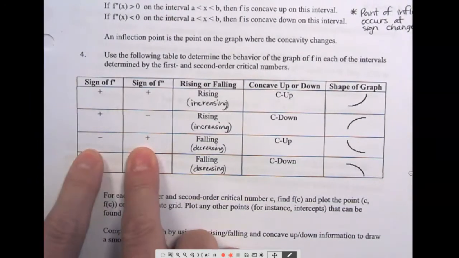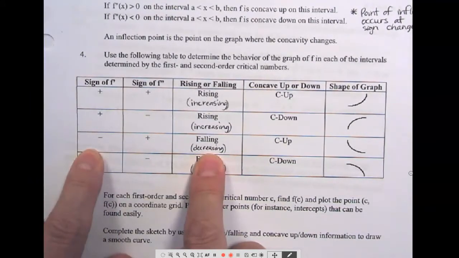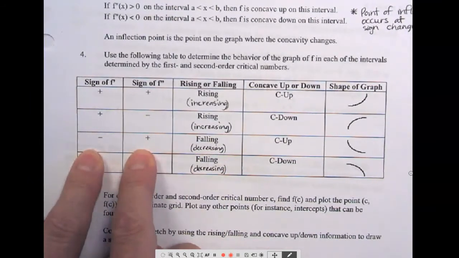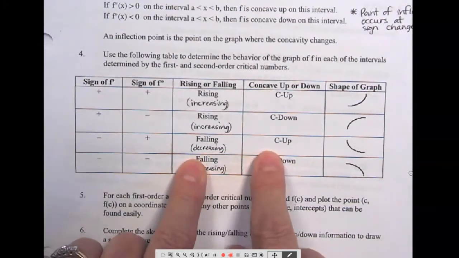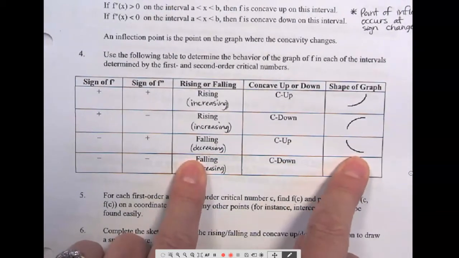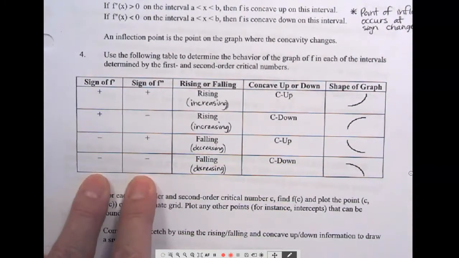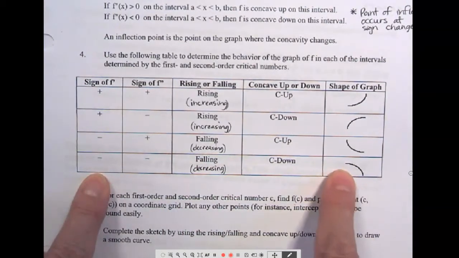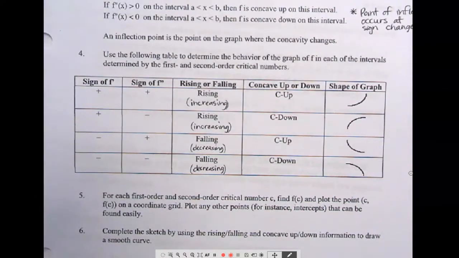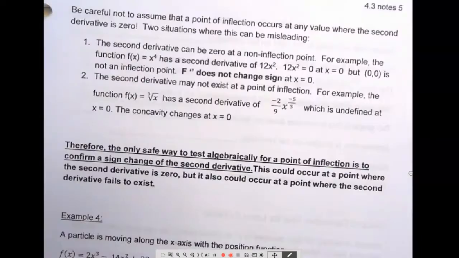Okay, what if first derivative is negative? That means decreasing. But second derivative is positive. That means concave up. You can be decreasing and concave up if that is what your graph looks like. And then if both are negative, it means you are decreasing and concave down, and that is what the graph would look like. So a nice little cheat sheet there to help us when we are sketching things.